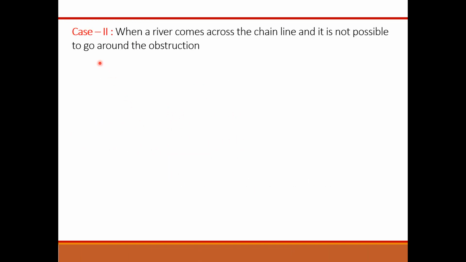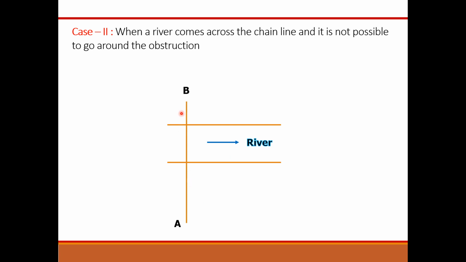Now the second subcase is case 2, when a river comes across the chain line and it is not possible to go around the obstruction. A river is flowing in this direction and we want to find the length of the line AB. Now indirectly we will calculate the value of AB.